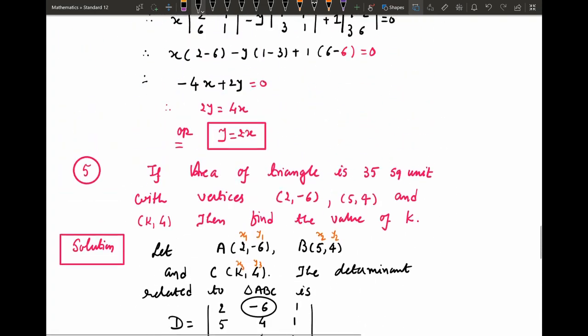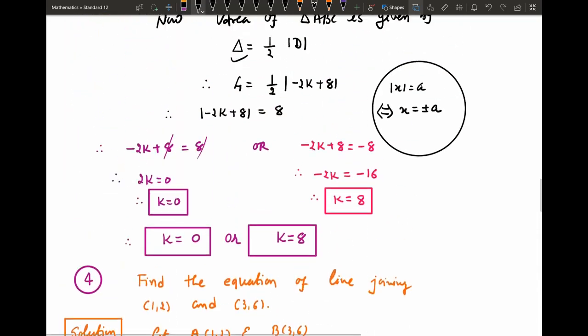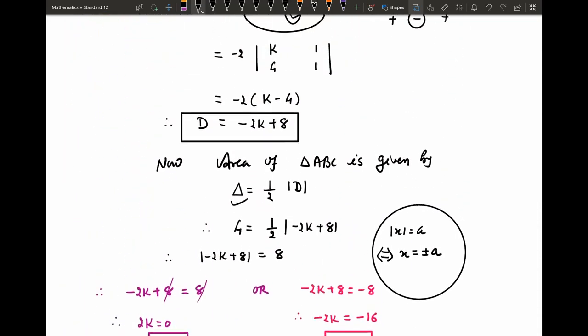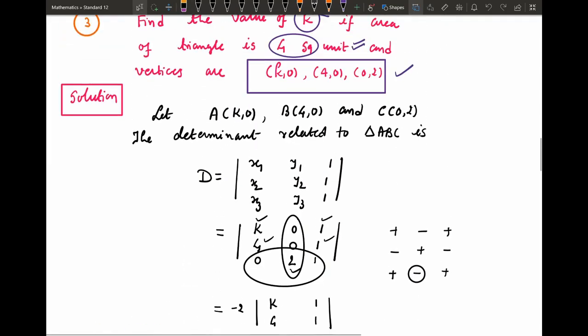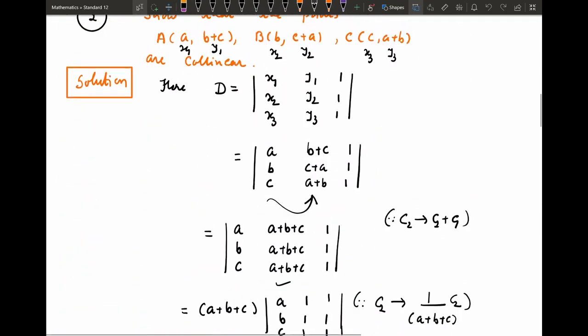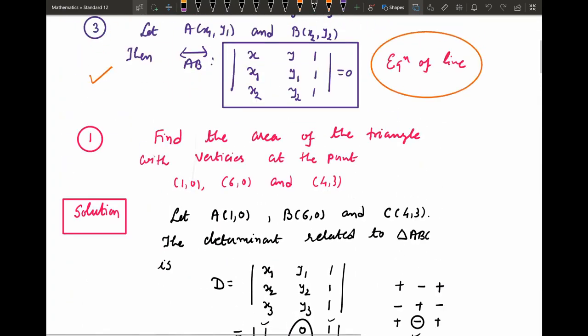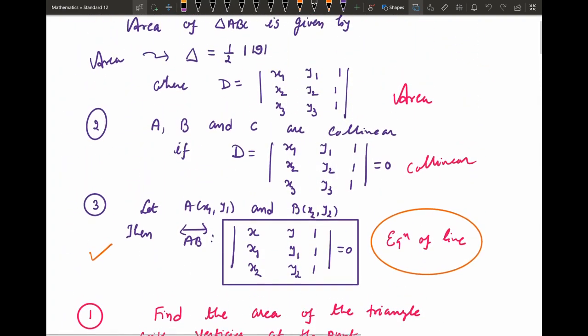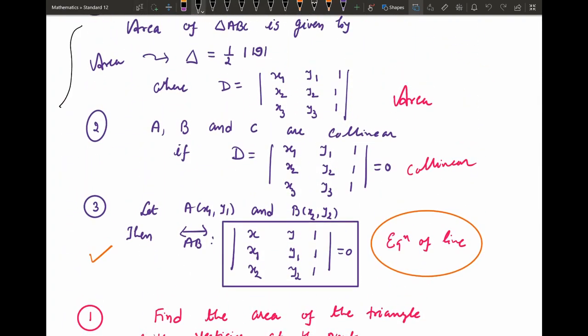Next time we will discuss what minor and cofactor are and how to obtain the adjoint. In this lecture we have discussed these three properties and problems based on these three properties. So next time we will discuss minors, how to find minors and how to find cofactors.